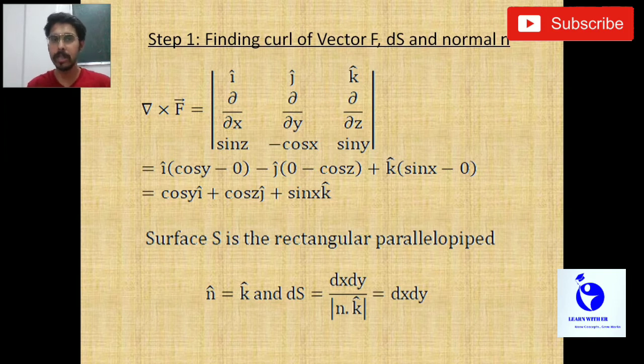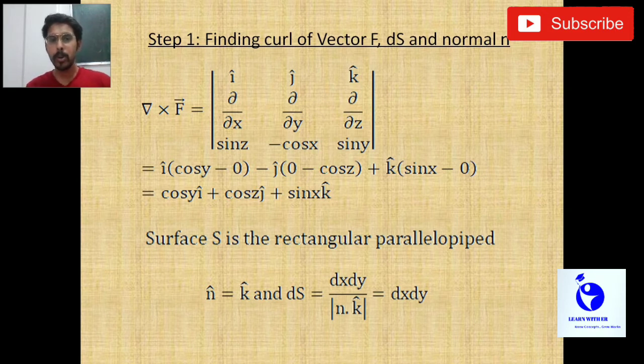We have to do the determinants, and with the help of the determinants you are going to find out the curl. So the curl comes out to be cos y i cap plus cos z j cap plus sin x k cap. I'm not going into the details of the curl because we have already discussed how to figure out the curl. If you haven't gone through it, I will tell you to go watch the previous videos of vector calculus, where I have already spoken about curl.